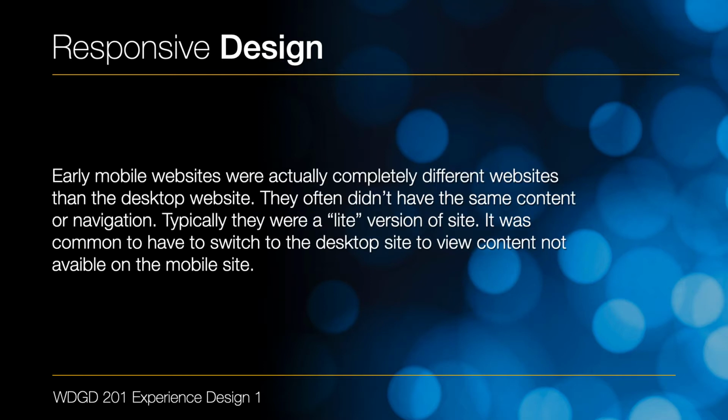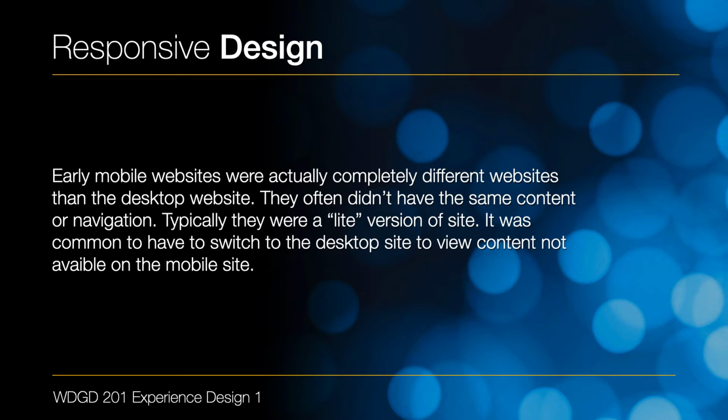Early mobile websites were actually completely different websites. So there would be the main desktop experience that would be your regular website. You go to a domain like gap.com and you get the desktop. Mobile websites were often, you'd be redirected to a completely separate website that was built just for mobile experiences. And they often didn't have the same content as the main website.